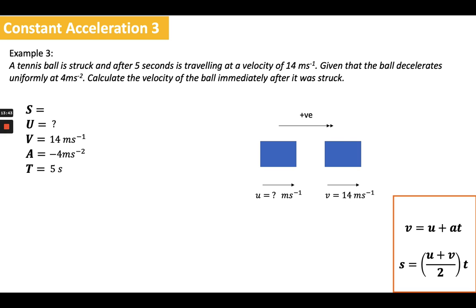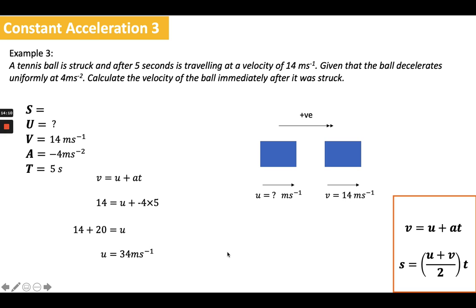Okay. Now, same thing as normal. I've got U, V, A, and T that are labelled. And so I'm going to revisit my list over here, and I'm going to go, right, U, V, A, and T is this top one. And so V equals U plus AT. I'm going to substitute. Negative 4 times 5 gives us negative 20, so I'm going to add that to the other side. So U is 34 meters per second.